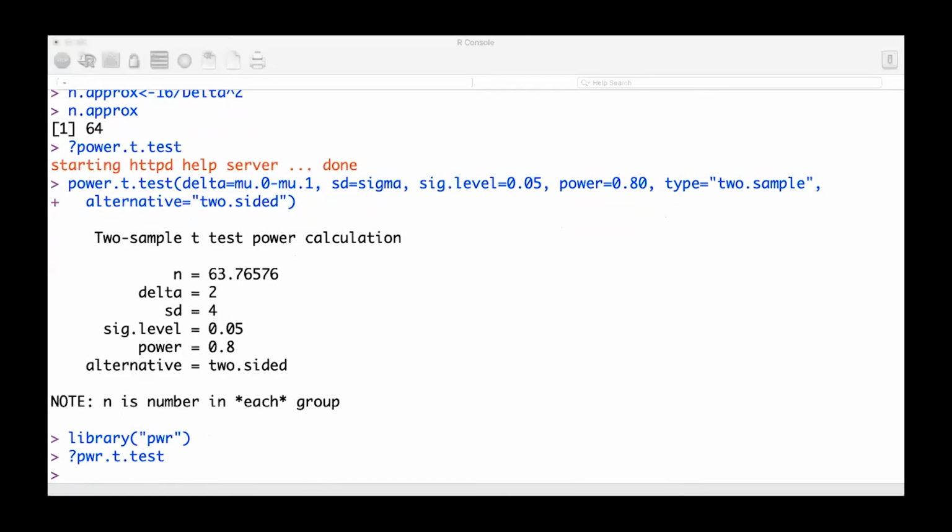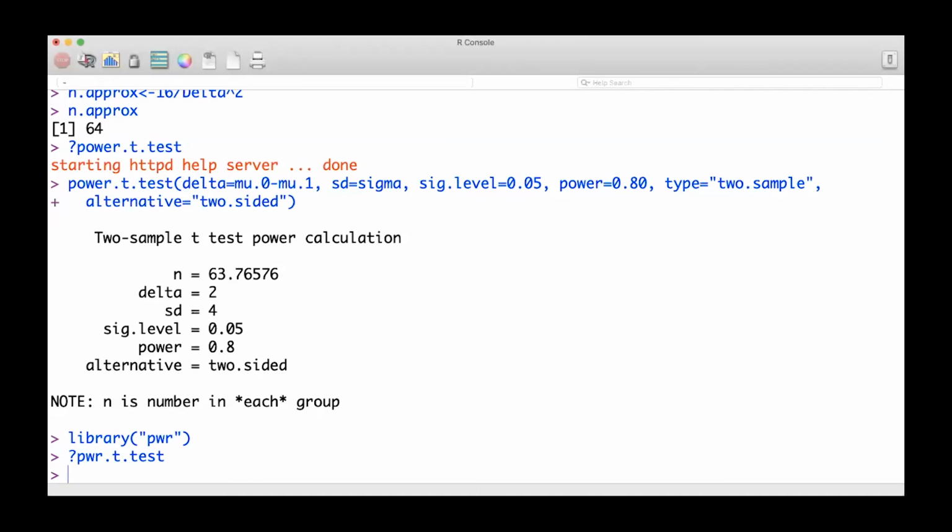The syntax is very similar. We have the n, which we can specify or leave blank if we're solving for the power. d is the delta. Okay, so that is not the difference in the means, but it is our delta value. The sig level, again, defaults to an alpha of 0.05. The power is left blank in case you want to supply the sample size and solve for power. Here we want the power to be 0.8. And it does default to a 2-sample t-test, and the alternative is by default 2-sided.